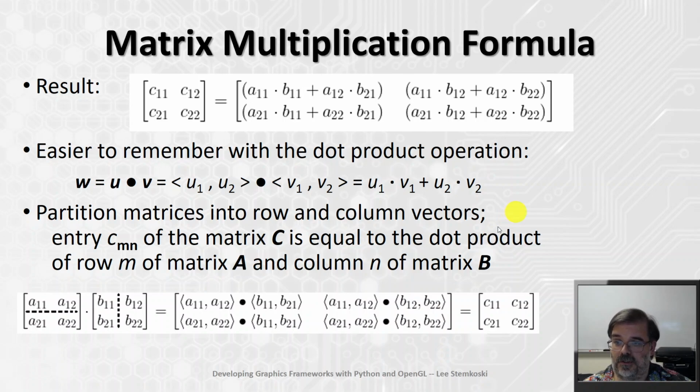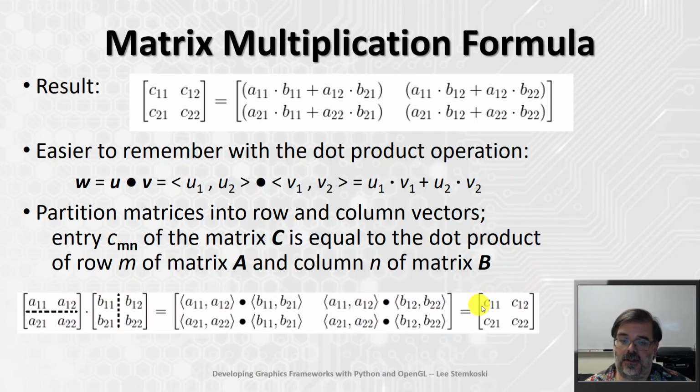Now, the reason this is very useful is each one of these entries in the matrix product has this basic form. So the way you can remember this is take your first matrix and partition it into two rows, and think of each row as a vector. For the second matrix, partition it into columns and think of each column as a vector. And then the idea is that if you have entry C_MN of the matrix C, in other words, the entry in row M and column N, you can calculate that with the dot product of row M from the first matrix and column N in the second matrix.